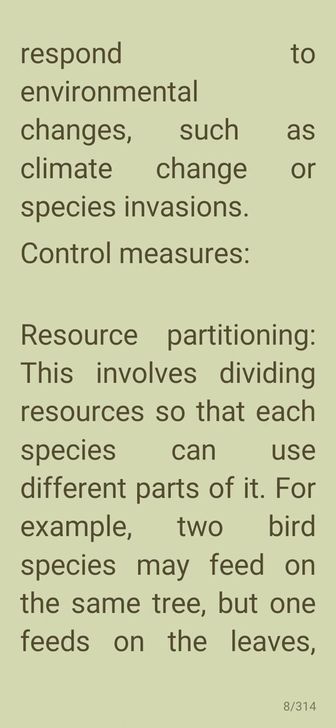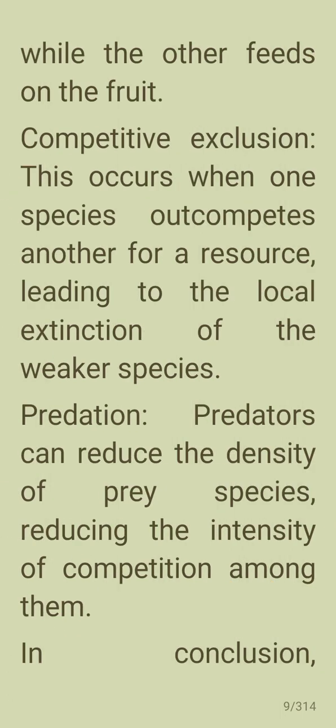Control measures. Resource partitioning. This involves dividing resources so that each species can use different parts of it. For example, two bird species can feed on the same tree, but one feeds on the leaves while the other feeds on the fruit. Next, competitive exclusion. This occurs when one species outcompetes another for a resource, leading to the local extinction of the weaker species. Next, predation. Predators can reduce the density of prey species, reducing the intensity of competition among them.